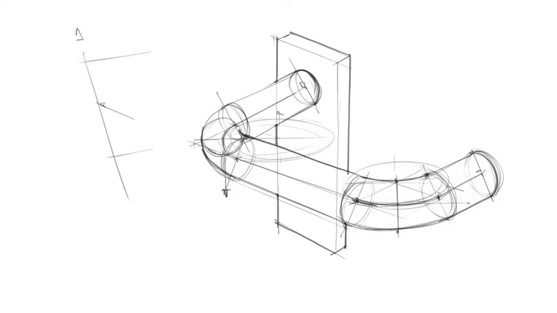Now we need to think a little bit about the foreshortening. We need to think about the fact that this line would get shorter depending on our viewing angle.